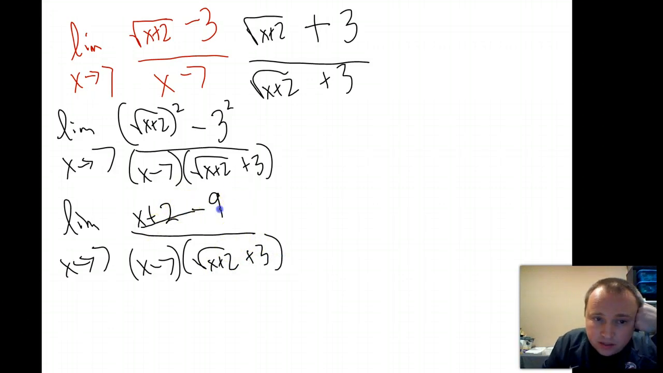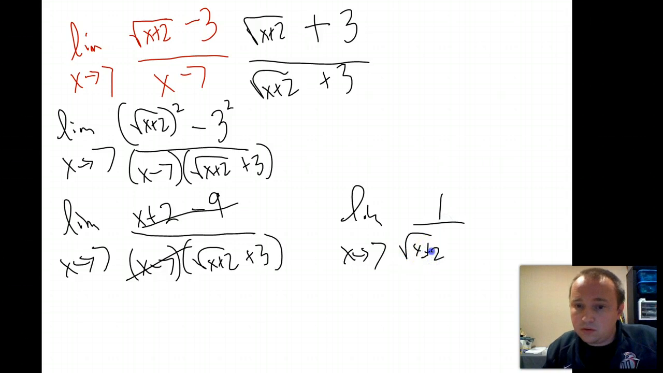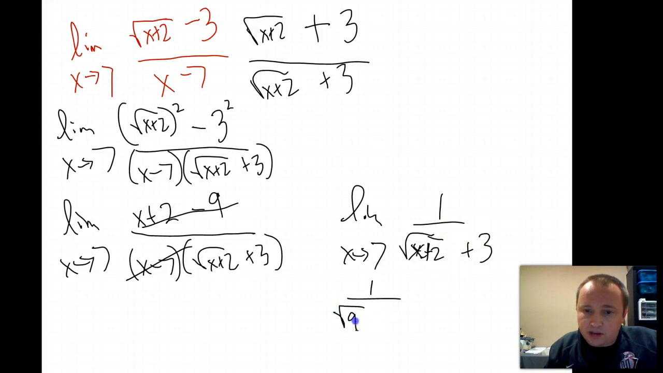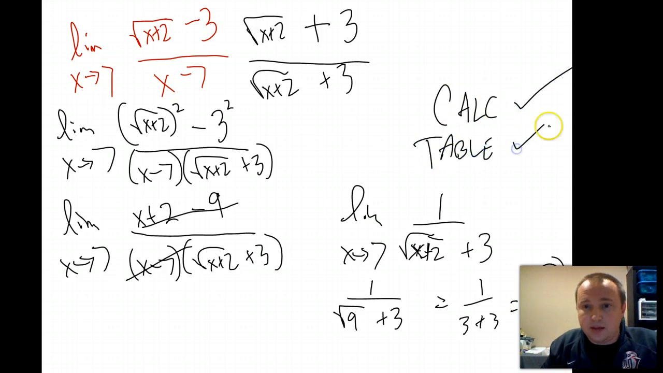Wait, I mean x minus 7, so this is going to cancel out with this. And so I'm left with the limit as x approaches 7 of 1 divided by square root of x plus 2 plus 3. I promise that's an x. So you plug in. So 1 divided by the square root of 9 plus 3 is 1 divided by 3 plus 3, which is 1 divided by 6. If you're sticking it into a calculator and graph it, you would get that. If you were to use a table, you would also get that.